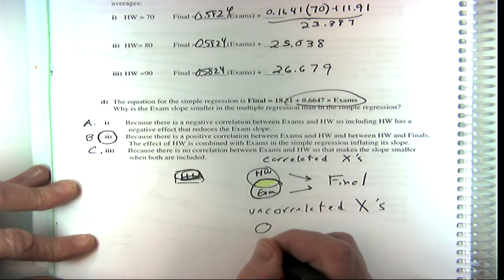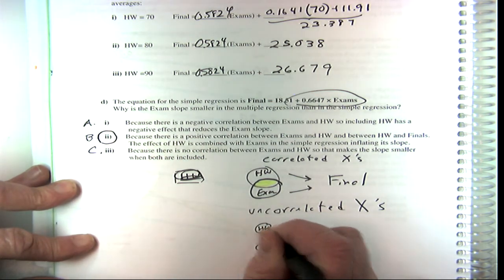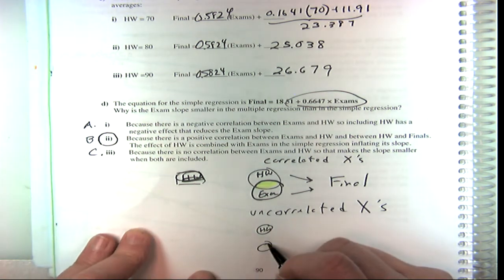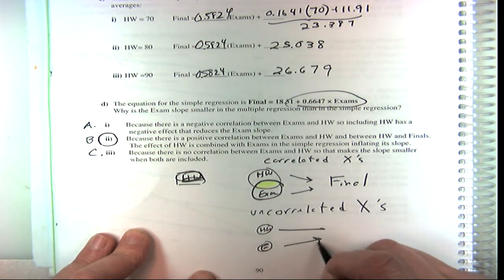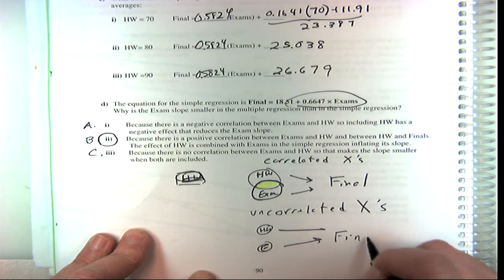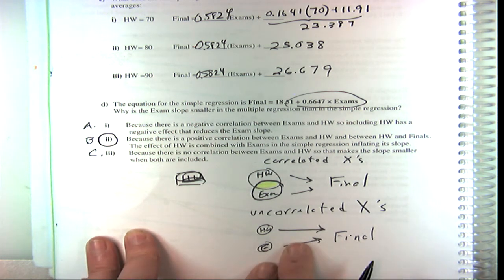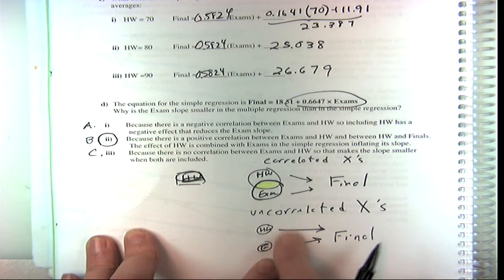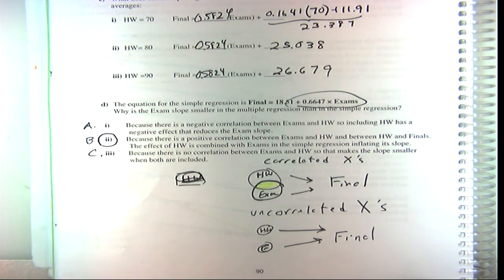They'd be separate. There'd be no overlap. So you'd have homework and exams, both predicting final. And there's no overlap, so you can combine them, and they're not going to change size. Does that make sense?